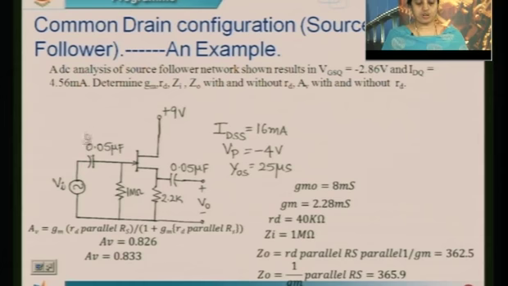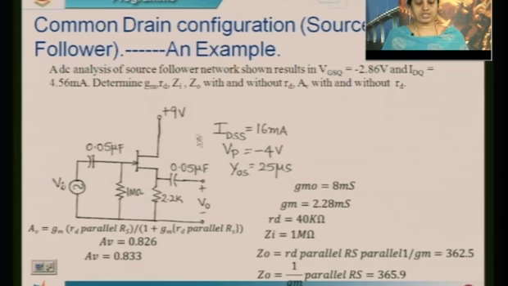Now, first let us look at the circuit. In the circuit, there is a source resistance connected between source node and ground. The value of this RS is 2.2 kilo ohms. A gate resistance is connected from gate to ground. The value is 1 mega ohms. Input is applied between gate and ground. Observe the drain terminal. Drain terminal is connected to VDD.